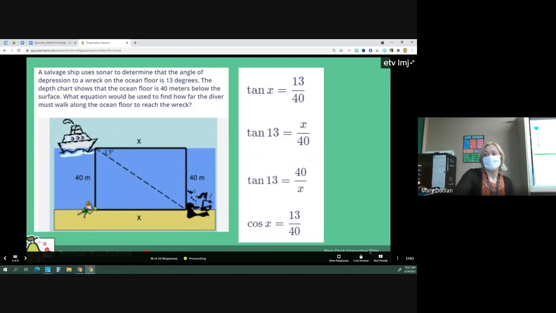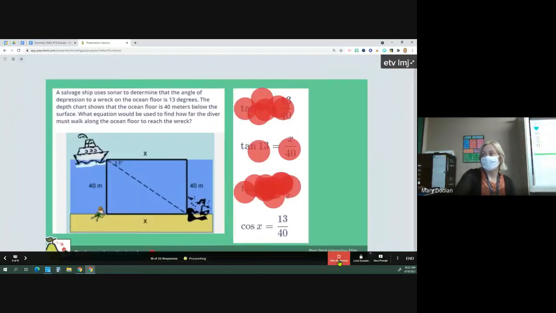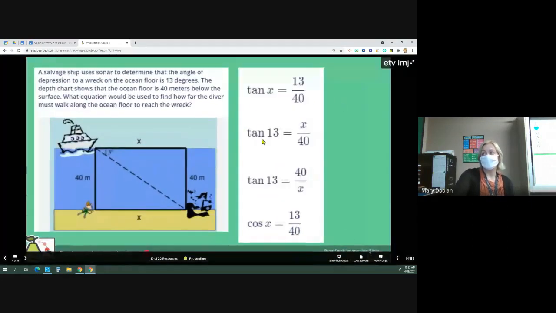So if you look at this right triangle here, or this one above it, they're the same right triangle, just kind of oriented differently. We do know the angle measure. We don't know the side length. Okay, so definitely not the first one, tan of x. That's not true. We know x. In this case, this x here is not the unknown. We know the angle measure. It's tangent of 13. So it's one of these. It's either tan of 13 is x over 40 or tan of 13 is 40 over x.